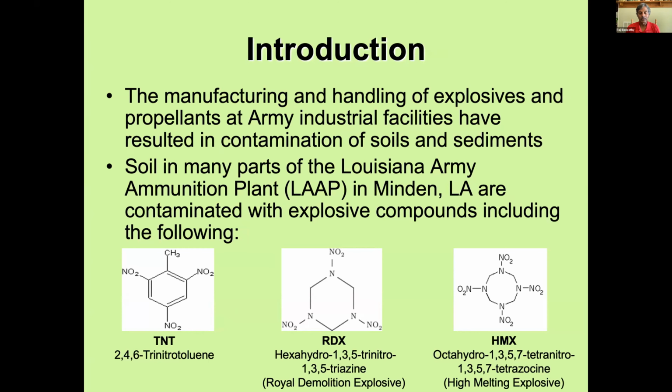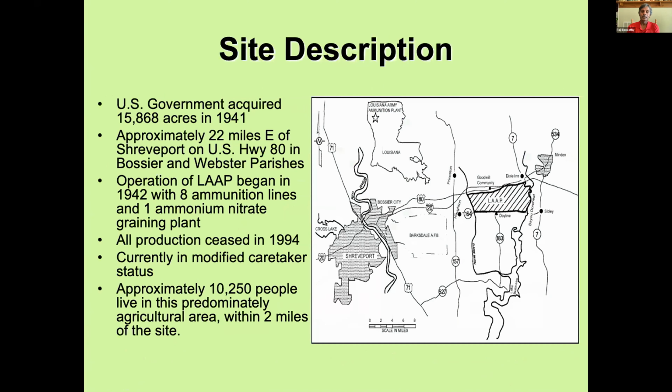The soil has a lot of unexploded ordnance, in the form of TNT, RDX, and HMX. TNT is trinitrotoluene. RDX is Royal Demolition Explosive or Rapid Detonation Explosive, and then High Melting Explosive, which is HMX. These are the three major components that contaminate this site. And this is the site located in the northern part of Louisiana. The town is called Minden. And as I said, it covers over 15,000 acres since 1941.